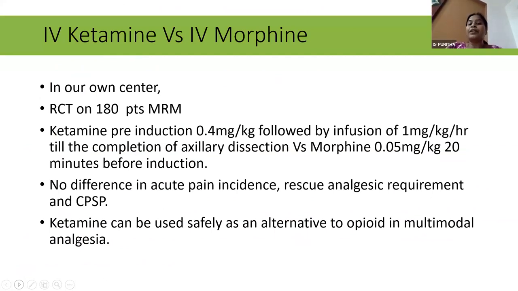ketamine was given before induction at 0.4 milligram per kg, followed by infusion of 1 milligram per kg per hour till the completion of axillary dissection, versus morphine 0.05 milligram per kg 20 minutes before induction. We found no difference in the acute pain incidence, the rescue analgesic requirement, or the chronic pain incidence. So ketamine can be safely used as an alternative to opioid in multimodal analgesia in patients undergoing breast surgery. Next slide.